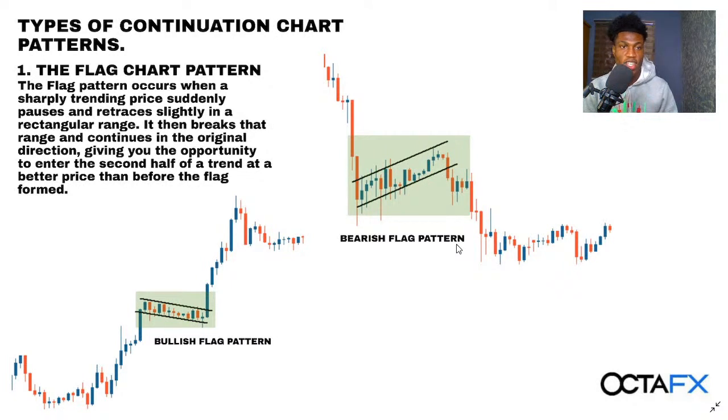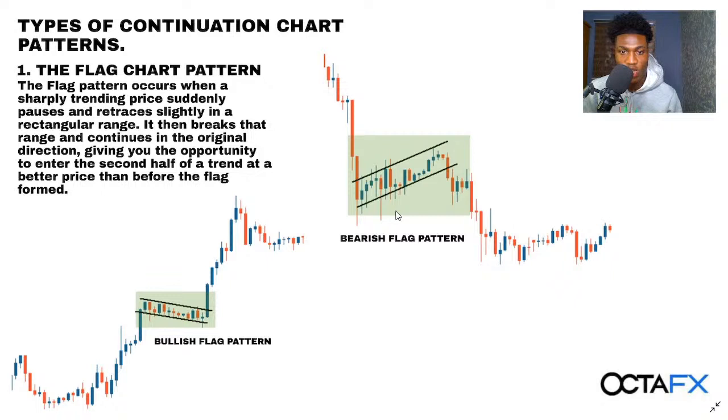So we're going to look at the first type of continuation chart pattern, which is the flag chart pattern. The flag pattern occurs when a sharply trending price suddenly pauses and retraces in a rectangular range. It then breaks that range and continues in the original direction, giving you the opportunity to enter the second half of a trend at a better price than before the flag formed.